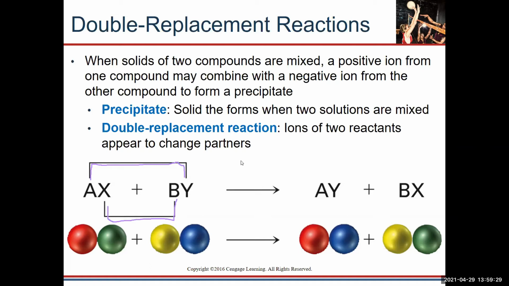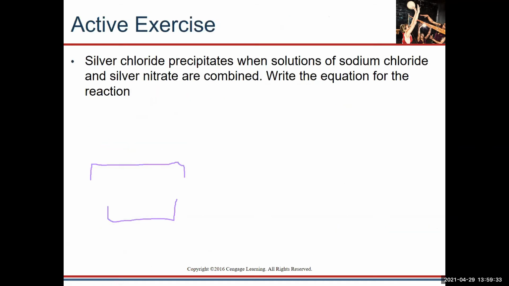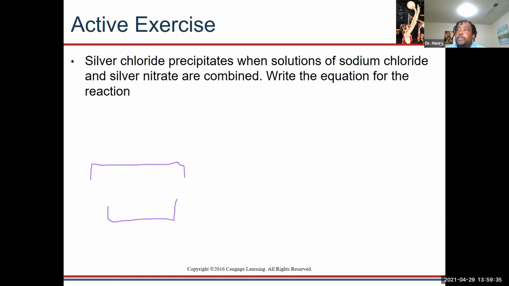So let's test out those skills. Silver chloride precipitates when a solution of sodium chloride and silver nitrate are combined. Write the chemical equation for the reaction. Silver chloride precipitates when solutions of sodium chloride and silver nitrate combine. Write the equation for the reaction. Okay, so what is it going to be?